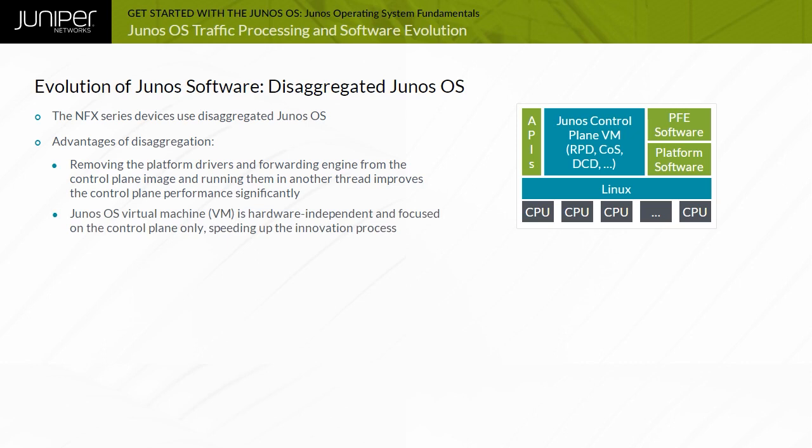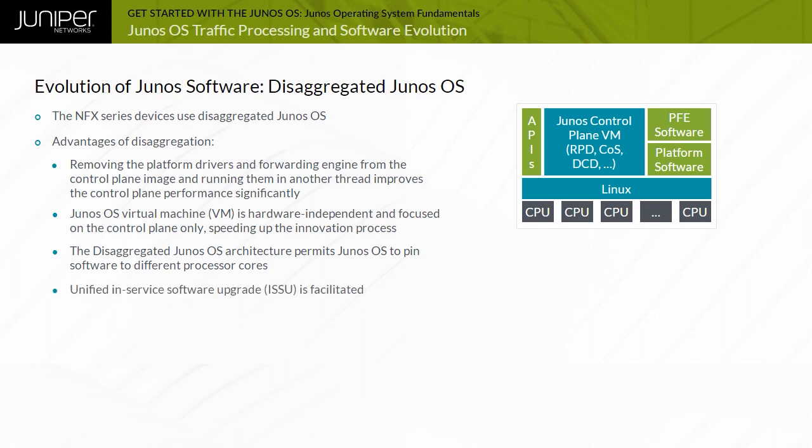Linux is a multi-threading OS. CPUs are multi-core. The disaggregated Junos OS architecture permits Junos OS to pin software to different processor cores, and third-party binaries or other applications can make use of additional CPU cores. Unified in-service software upgrade, or ISSU, is facilitated. Different versions of Junos OS can run in separate virtual machines.